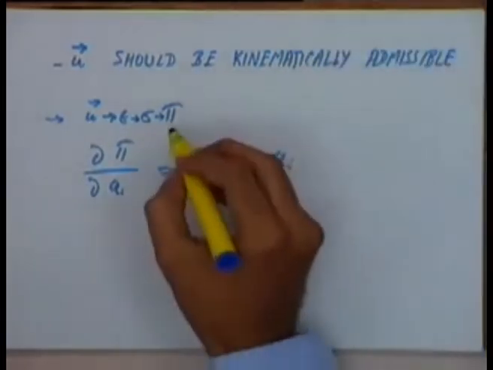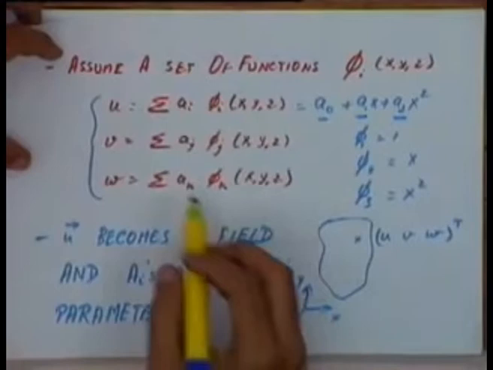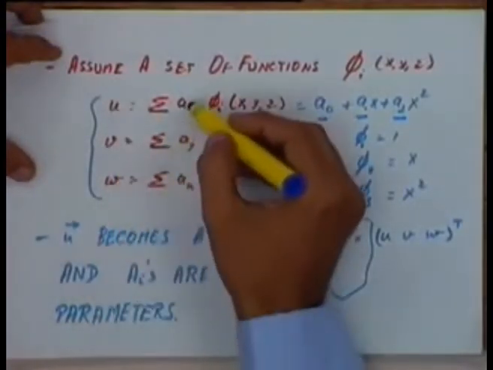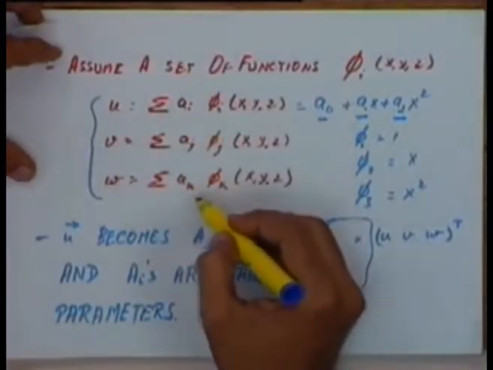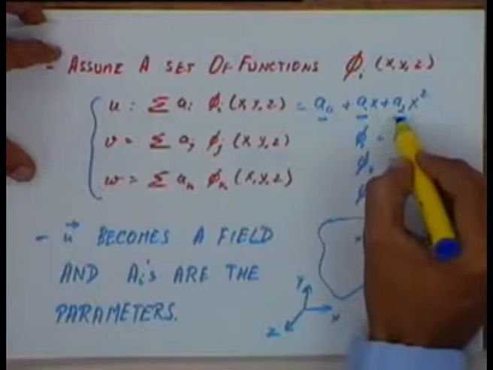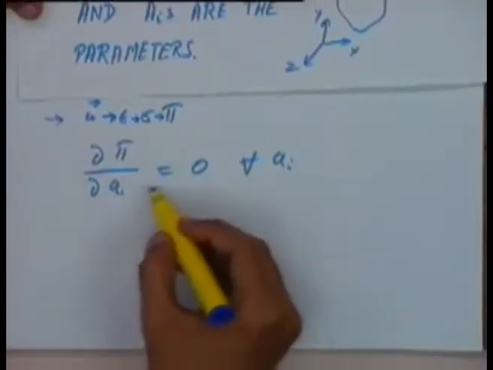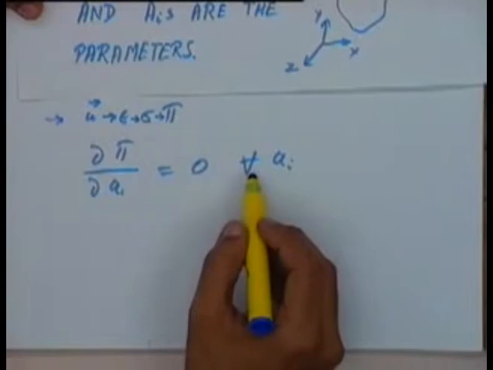This field u is a function of these ai, aj, ak's, or it consists of terms like a0, a1 and a2. Now these terms a0, a1 and a2 should be so adjusted that the potential energy should become a minimum. That is why we say that del pi by del ai should be 0 for all ai.